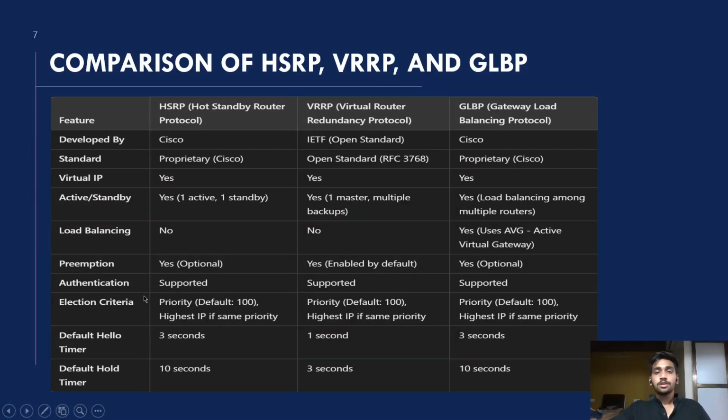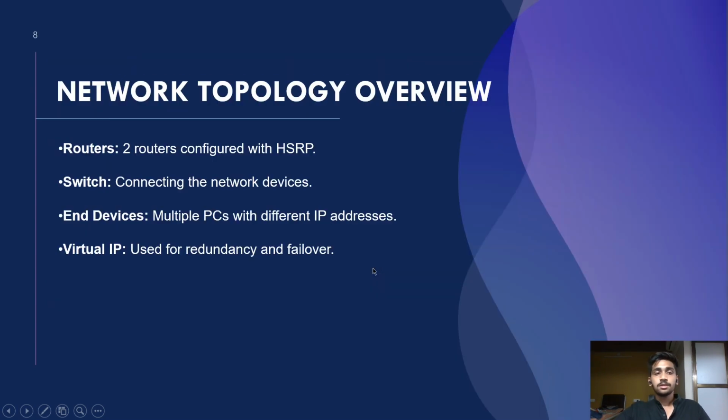After that, authentication is also provided by all the protocols. The default hello timer for HSRP is 3 seconds, VRRP is 1 second, and GLBP is 3 seconds. The default hold timer after the hello message is delivered for HSRP is 10 seconds, VRRP 3 seconds, and GLBP 10 seconds. So as we can see, HSRP and GLBP provide 10 seconds for the default hold timer, while for VRRP it is only 3 seconds.